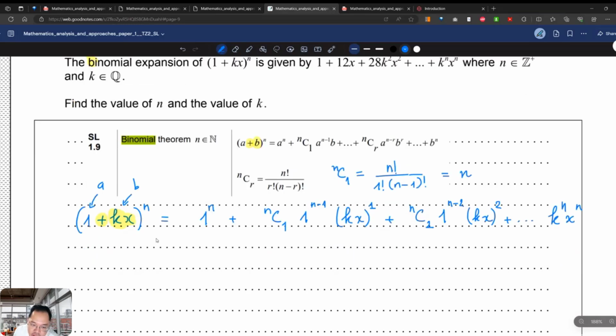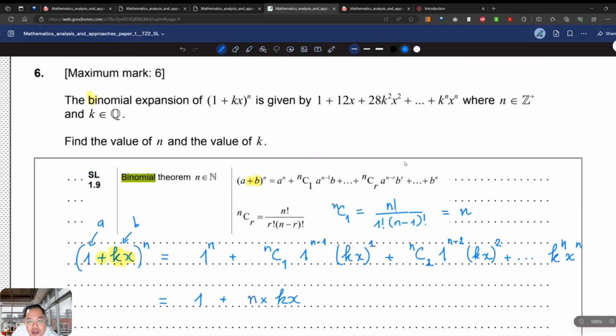Now the next step, we're going to simplify the combination here. As I explained up here, n combination 1 is n. So this is 1 plus n times kx, which is the same thing as this second term. This is the second term. This is the first term. The second term is equivalent to this one. It means that this thing, n times kx, equals this one, 12x. Okay, meaning that n times k is 12, right?